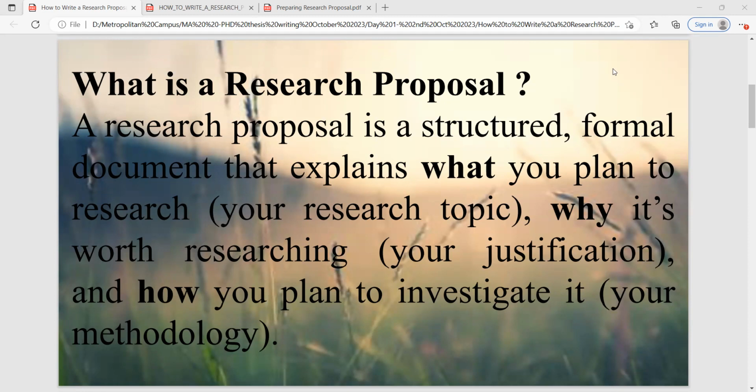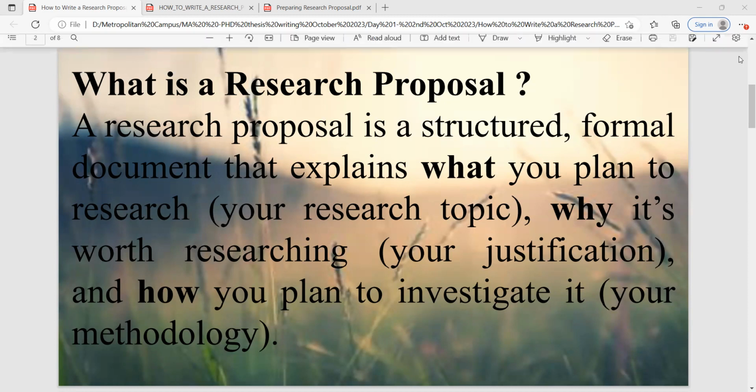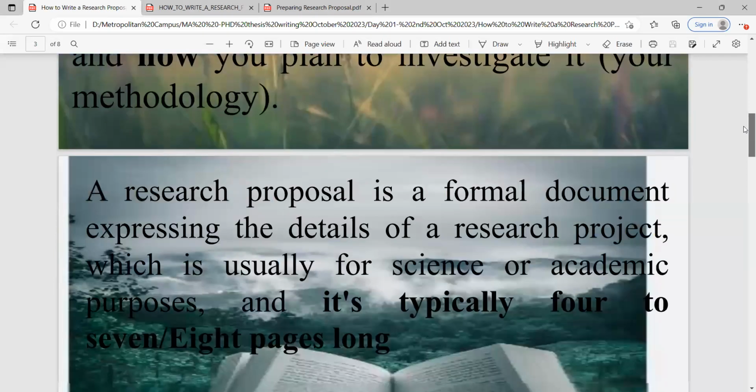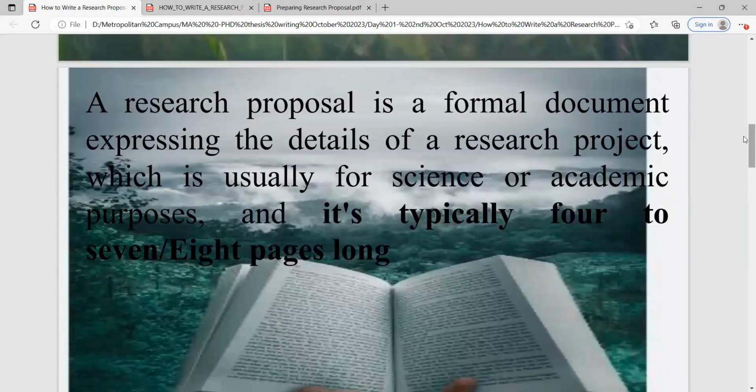But mainly, when you are writing a research proposal, you have to have a strong topic, and then you have to include your justification, why you have selected this topic, and your methodology. So that is a research proposal. When you are writing one, we normally encourage researchers to keep the length at 4 to 8 pages. If you take A4 sheets, it can be 4 to 8 pages, and according to that you have to decide.